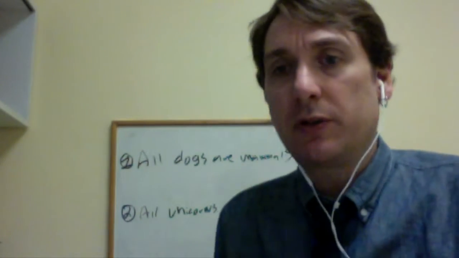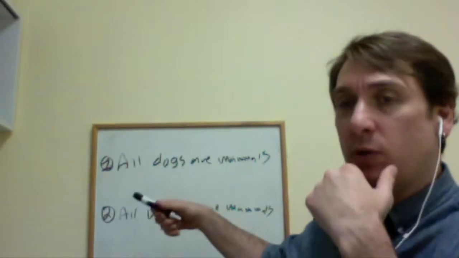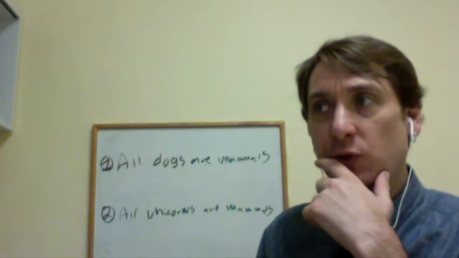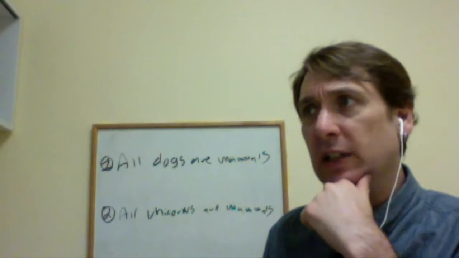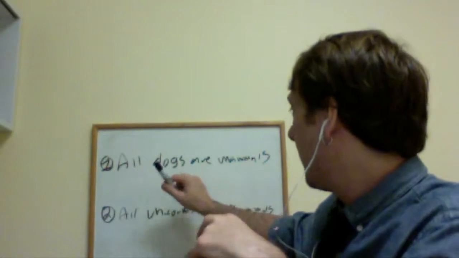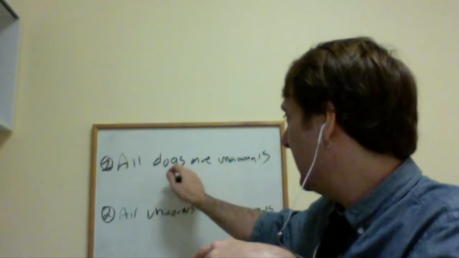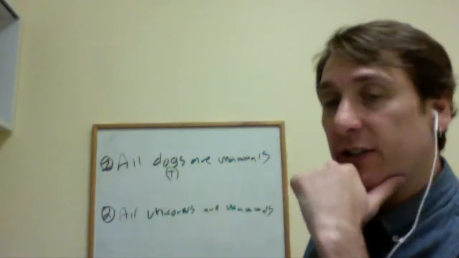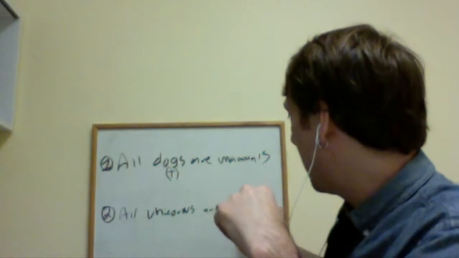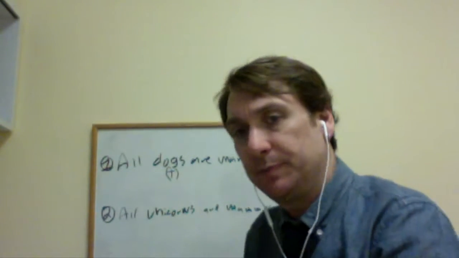They're both categorical statements. They're both well structured categorical statements and allowable by our syntax so that they count as well-formed sentences in our logic. And we are told that every statement has a truth value that's either true or false. And so all dogs are mammals. Well, it's quite easy to see that that's true. But what do we say about all unicorns are mammals?